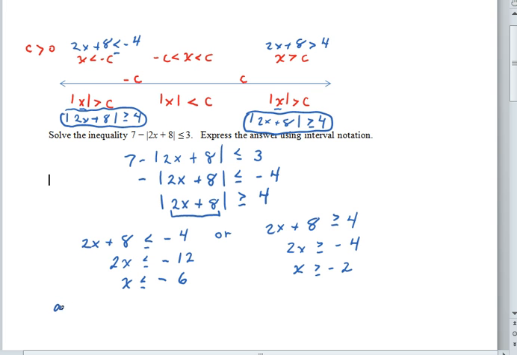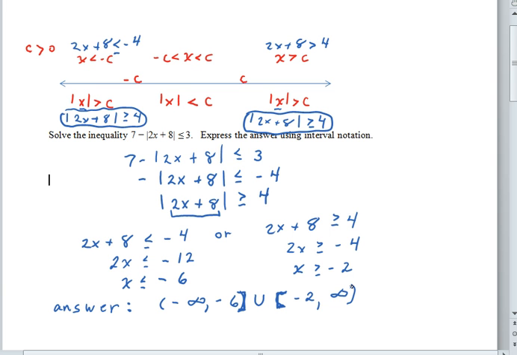So our answer here is the union of two intervals. It's going to be the interval from negative infinity to negative 6, and notice that's a less than or equal to, so I should have a square bracket with the negative 6. And similarly with the negative 2, I need the square bracket because the negative 2 should be included. So it's from negative 2 to infinity. Parentheses on the negative infinity and infinity, but square brackets on the negative 6 and negative 2.